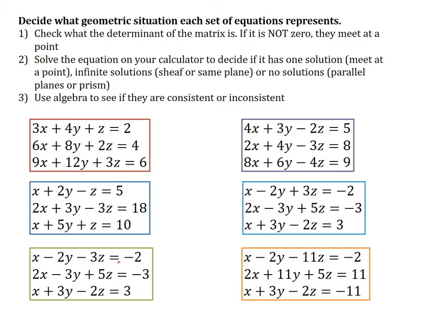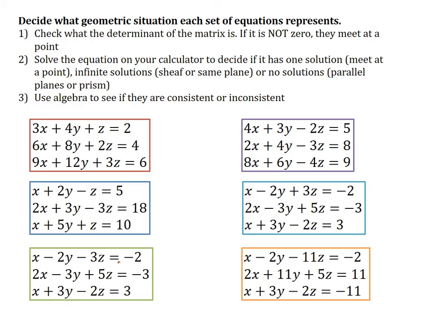It says, first of all, check what the determinant of the matrix is. If it is not 0, then they meet at a point. That's just the easy one. The thing I'd suggest you do next is to solve the equation on your calculator to decide if it has one solution, meeting at a point, infinite solutions, which means it could be the sheaf or the same plane, or no solutions, which means it could be parallel planes or a prism.